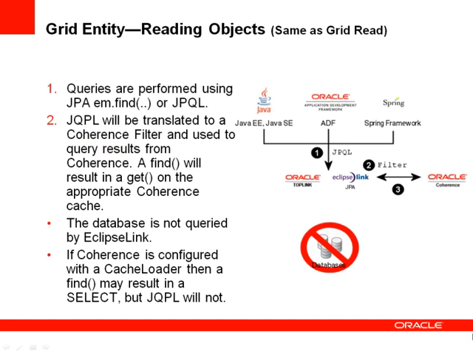With the grid entity style of reading objects, it's very similar to the grid read style. Queries are performed using the JPA EntityManager.find method or through the JPQL. That will be translated into a Coherence filter and result in gets on the Coherence caches. The database is not queried by EclipseLink. If Coherence is configured with a cache loader, then a find may result in a SQL call, but the JPQL will not. A cache loader is essentially something in Coherence that allows you, when you have a cache miss in Coherence, to load data from another backend source like a relational database.